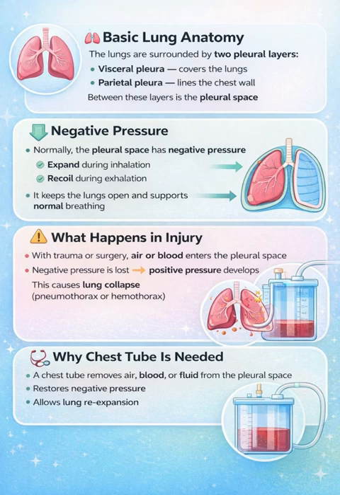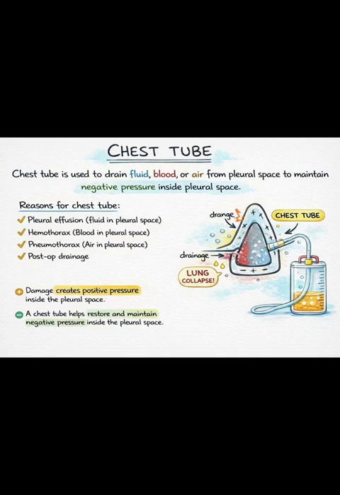In case of any injury, trauma, or surgery, air or blood enters the pleural space. So the negative pressure is lost and positive pressure develops inside the pleural space, which causes lung collapse. Due to positive pressure inside the pleural space, a chest tube is needed. A chest tube removes air, blood, or fluid from the pleural space, which restores negative pressure and allows the lungs to re-expand. Let's learn about chest tubes deeply.